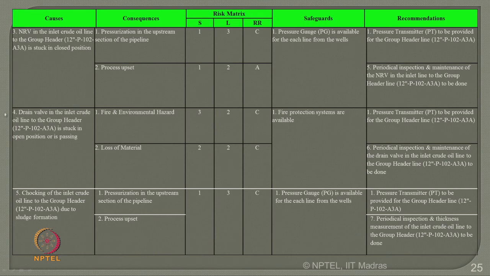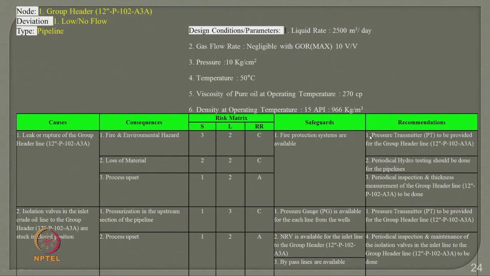Similarly, one can look at all these numbers being automatically done. Please understand, interestingly, the recommendation columns are getting generated with numbers: number 1 shows pressure transmitter provision, number 2 shows periodic hydro testing, number 3 shows periodic inspection. Now, when you look at the second cause, when your recommendation is a pressure transmitter, the number is automatically borrowed from the database and repeated. So this need not be typed again. Once you say number 1, you will automatically see pressure transmitter will be involved.